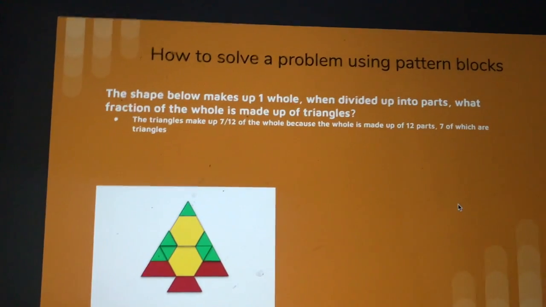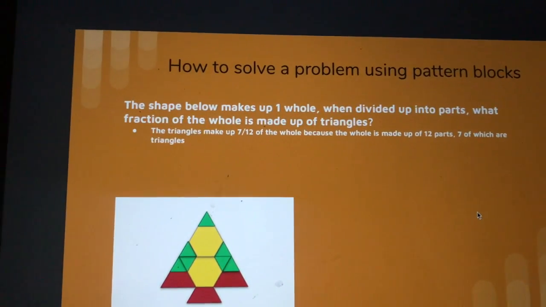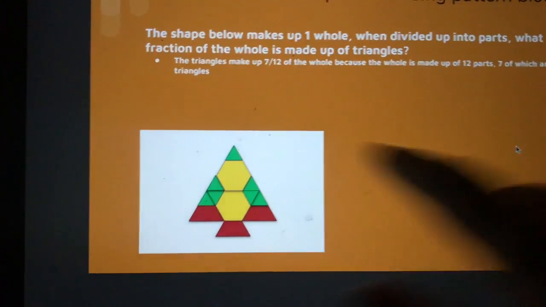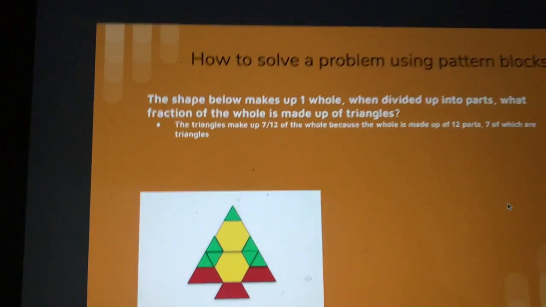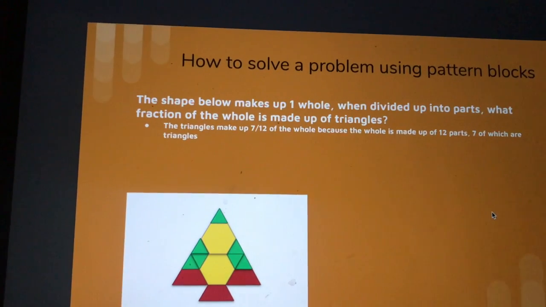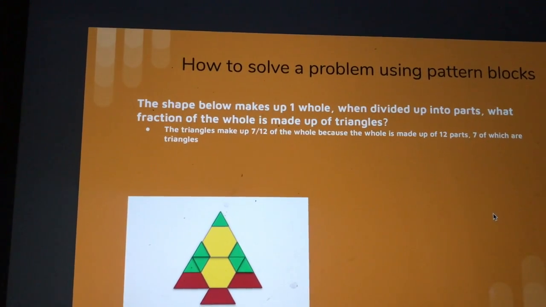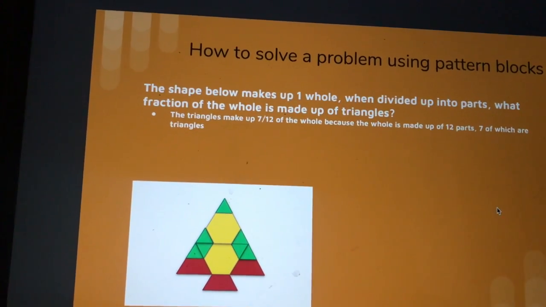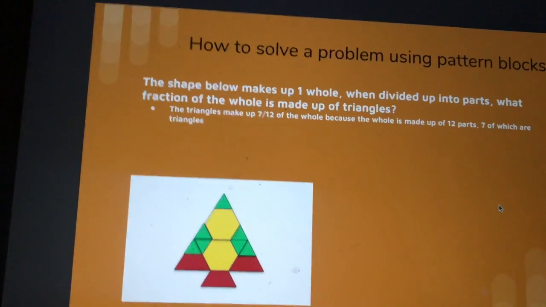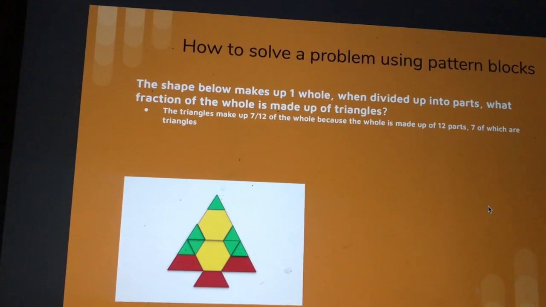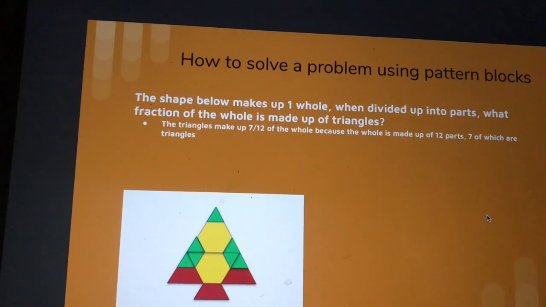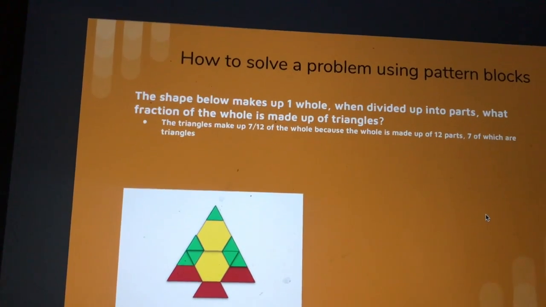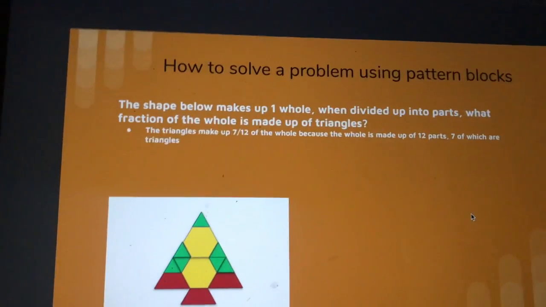So how to solve a problem using pattern blocks. The shape below, right here, is one whole. When you divide it up into parts, what fraction of the whole is made up of triangles? So we have 7 triangles out of a 12-piece whole, and that makes 7/12 of the whole. So the triangles make up a total of 7/12 of the whole.